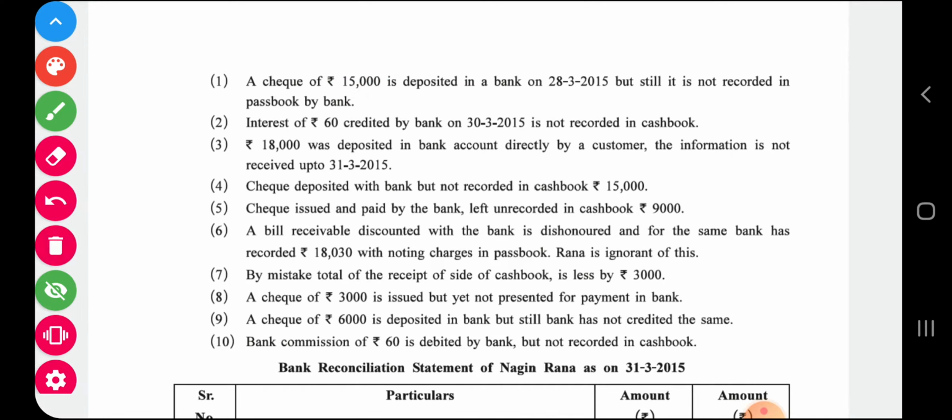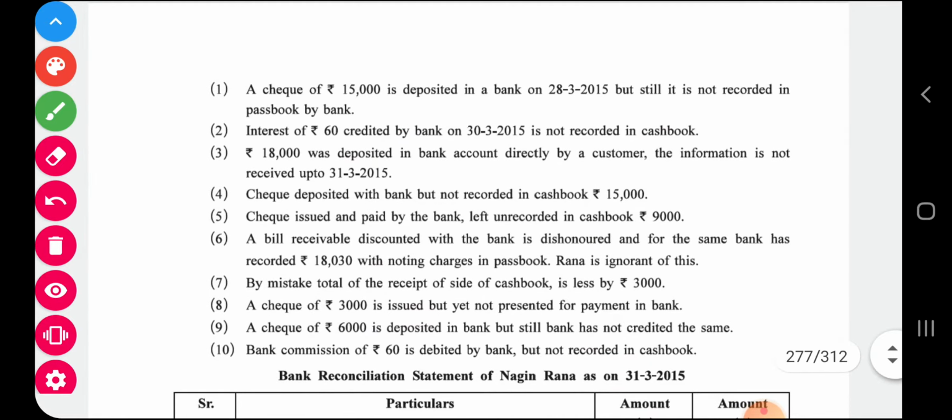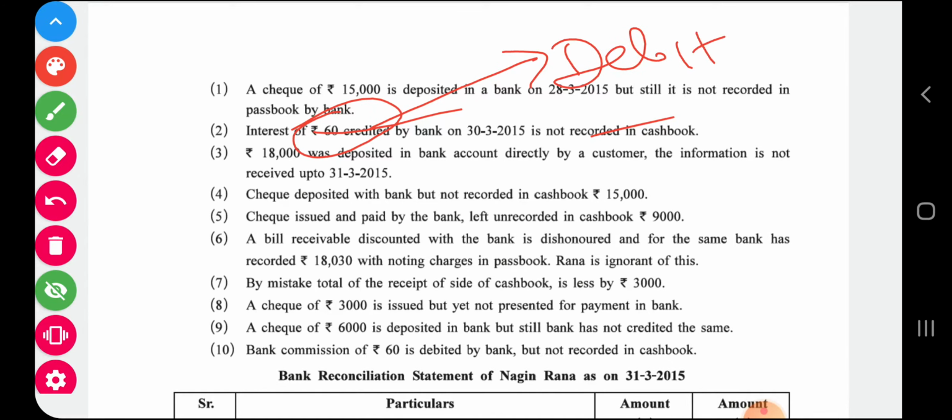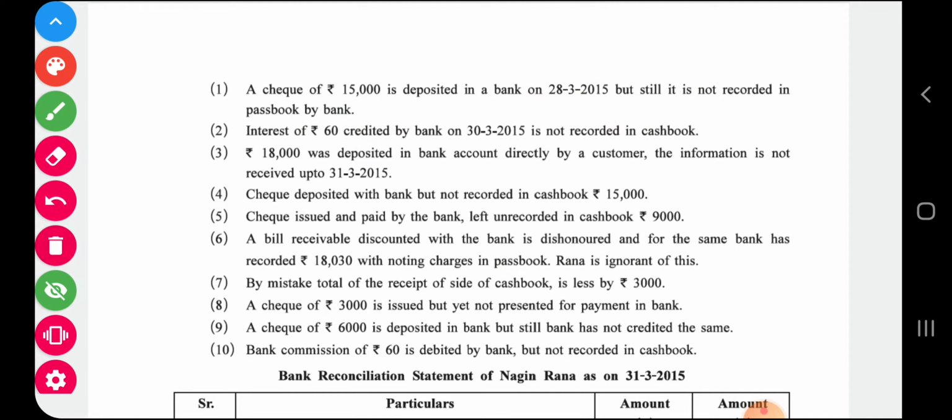Second, interest of 60 credited by bank is not recorded in cash book. Now if it is credited in passbook, that means the same must be debited in cash book. Now when it is given that it is not recorded in cash book, that means it is not debited. So these 60 rupees we have to debit. Right, look in the solution, and the explanation given there is interest credited by bank but not recorded in cash book. So 60 rupees we will debit it.